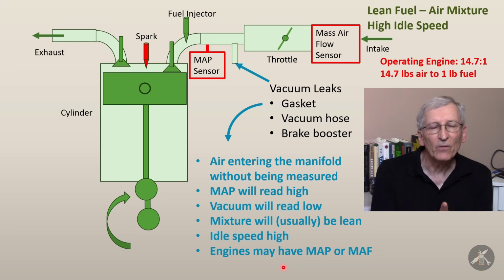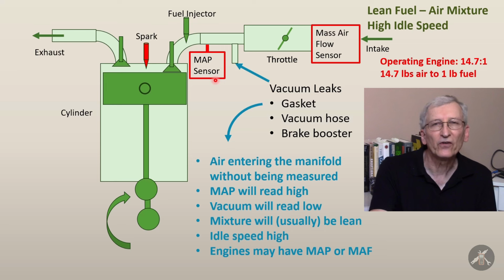Some engines have a mass airflow sensor. My 85 Camaro has a mass airflow sensor. It does not have a MAP sensor. Other engines, when I talked about the speed density engines, they typically don't have a mass airflow sensor.